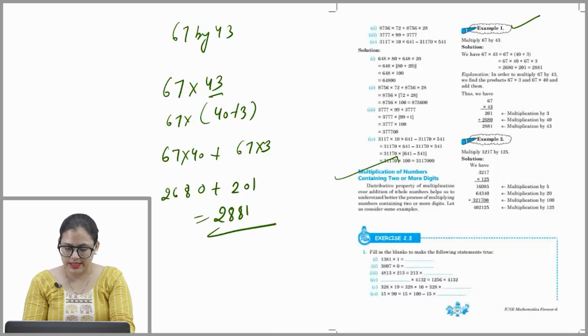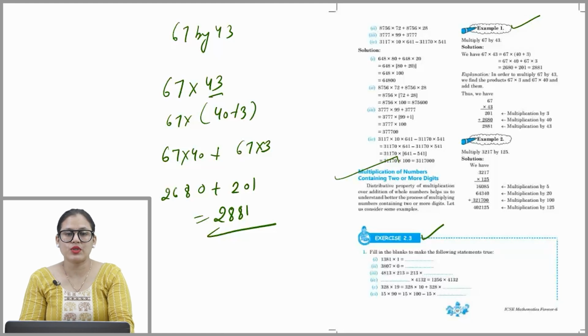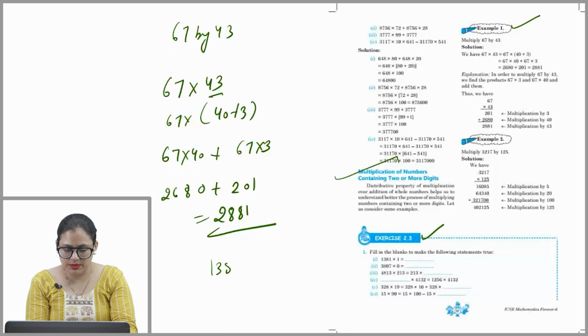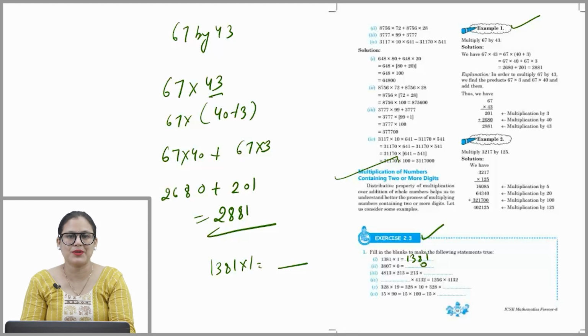Exercise 2.3, fill in the blanks to make the following statements true. If a number is multiplied by 1, what do we get? We get the same number. If a number is multiplied by 0, we get the product as 0.